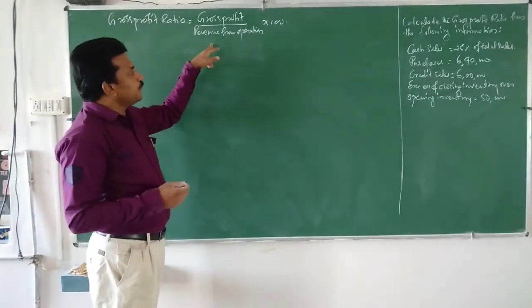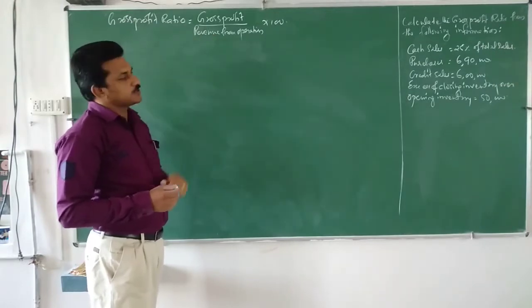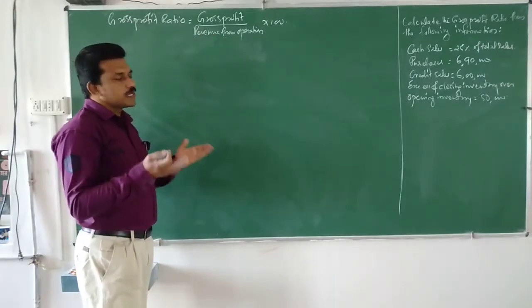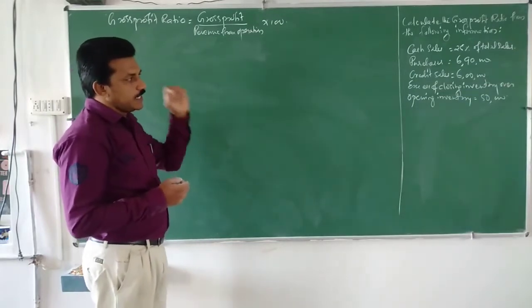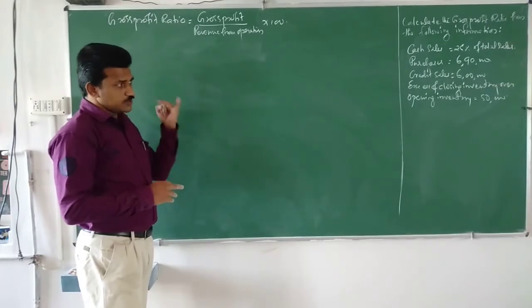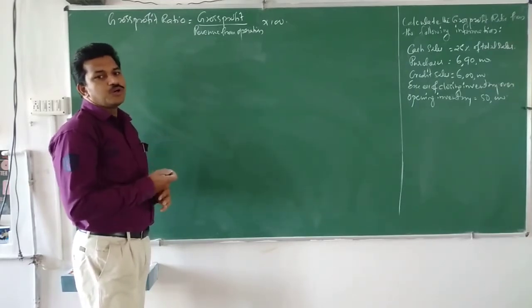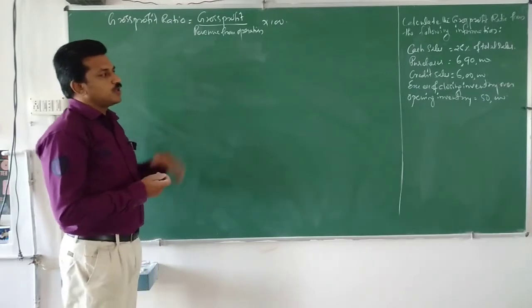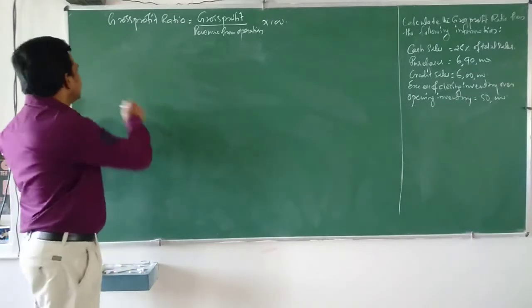So revenue from operation we have to calculate first. Revenue from operation means total sales. Total sales we don't know. Cash sales is given and credit sales is given. Cash sales is 25% of total sales, but we don't know total sales. So let us calculate the total sales first. Okay, in working notes.